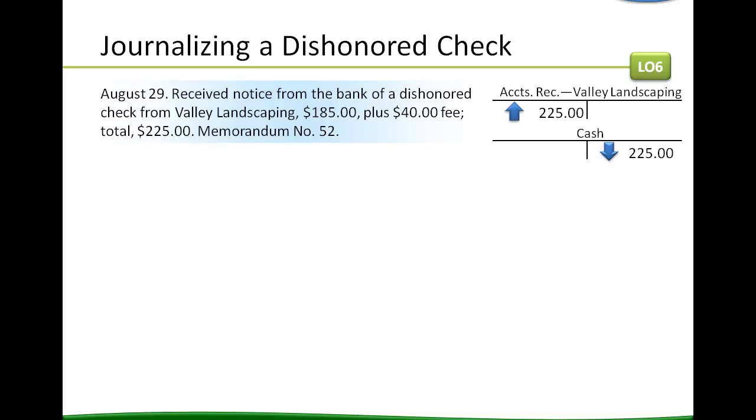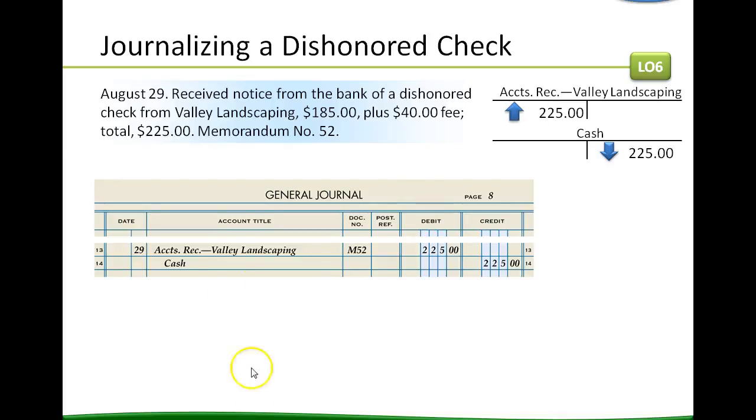We have our general journal, okay, the date, which is August. We're on page 8, August 29th, so all of the dates above this would be August. So we just have to put 29. Accounts receivable, memorandum 52, debit $225, cash is credited $225, which we'll state through here.